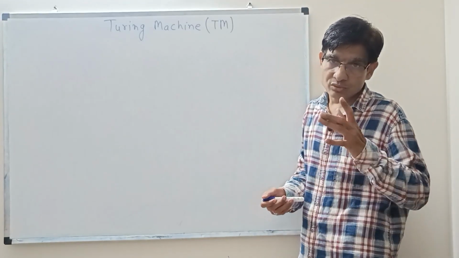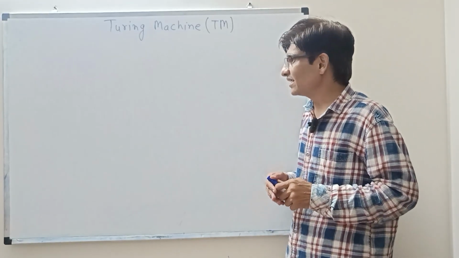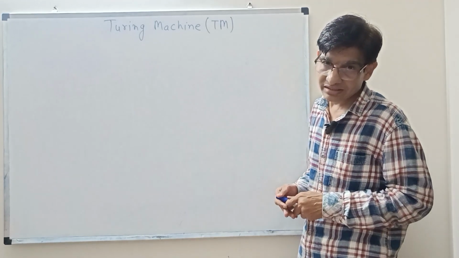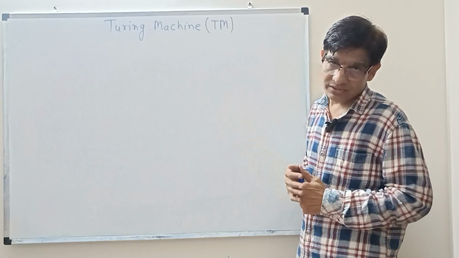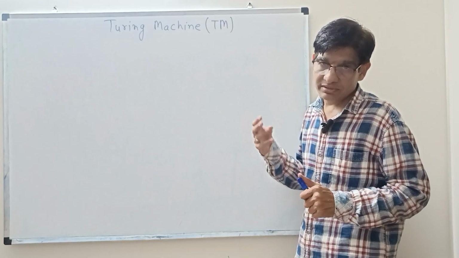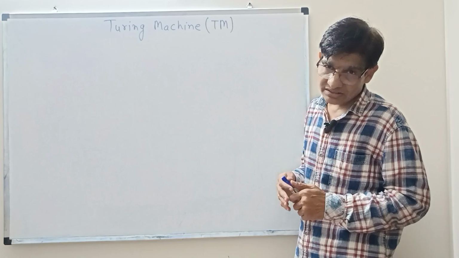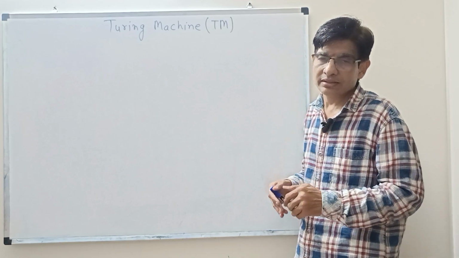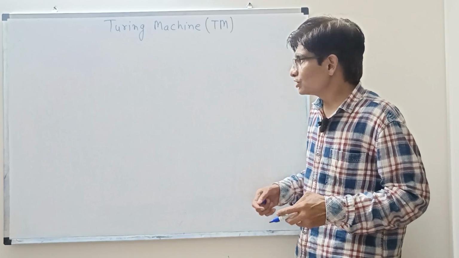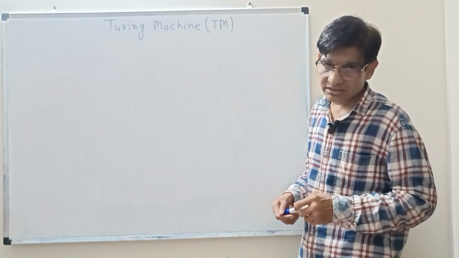So in this video, we are going to start one more mathematical model which is known as Turing Machine. And we will discuss the working of Turing Machine first, and then we will discuss the triple definition of Turing Machine, or mathematical definition of Turing Machine, or you can also call it formal definition of Turing Machine. So I will start with the working of Turing Machine.